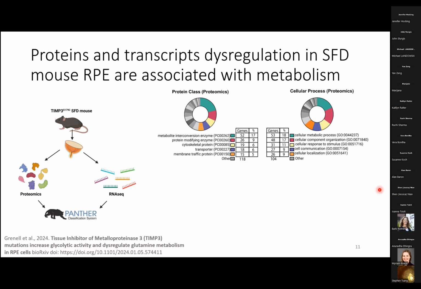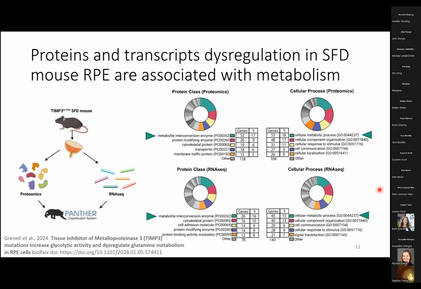And when we did gene ontology analysis, we found that many of these proteins were associated with metabolite interconverting enzyme and cellular metabolic process. We also conducted RNA-seq, and similarly, we found that these were the two most enriched protein class and cellular process associated with the dysregulated proteins. So this was really our first clue that there was something going on with metabolism within the SFD mouse.